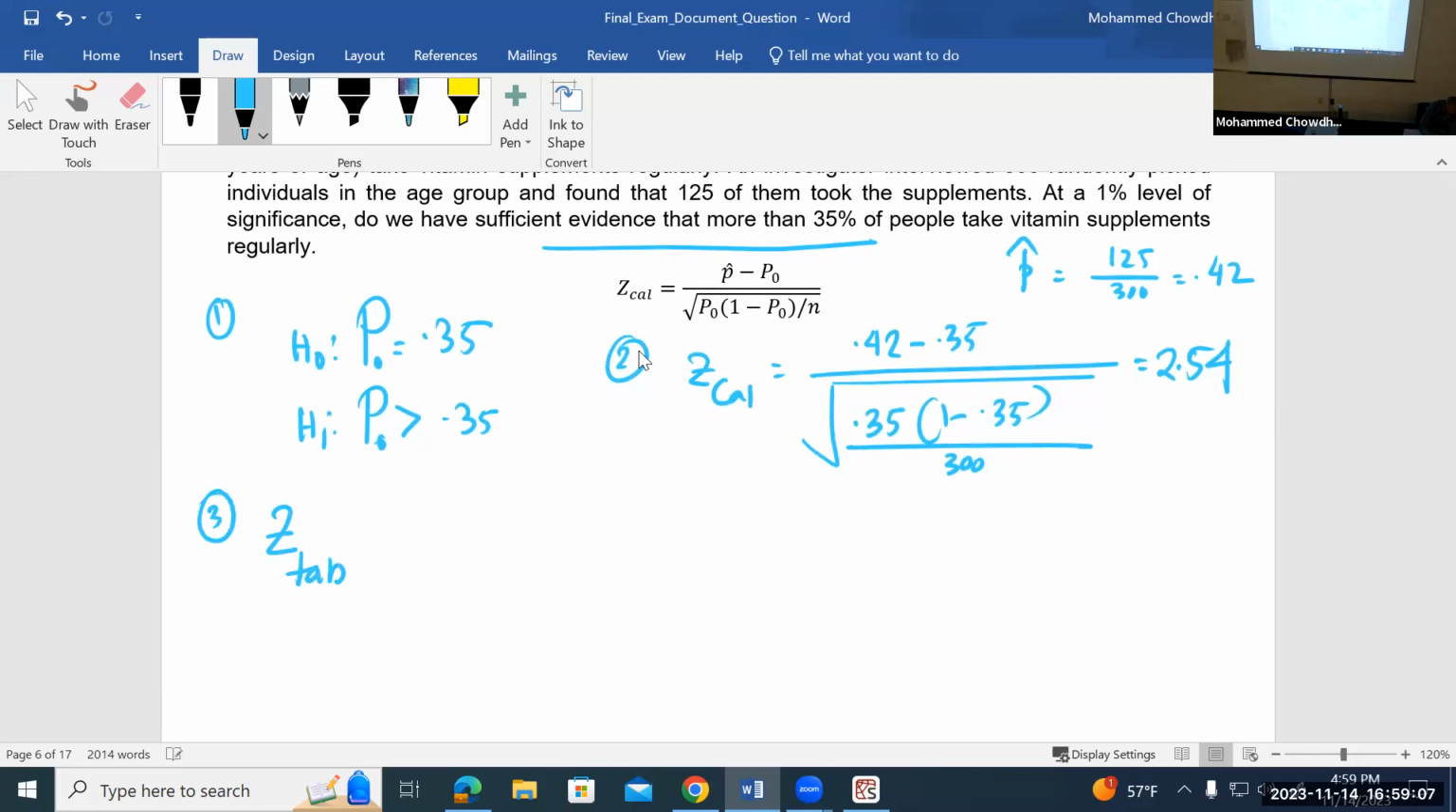Z table value. What percent? They said 1% level of significance, right? In the question, 1% level of significance is mentioned, right? So that means it has been given as 1%. 1% level of significance. Clear?